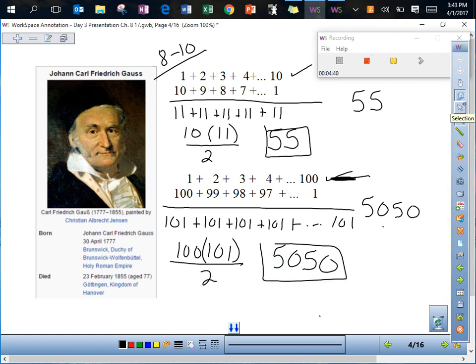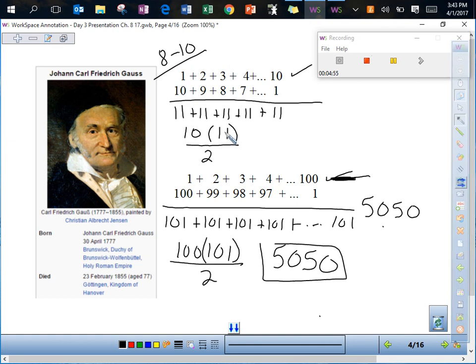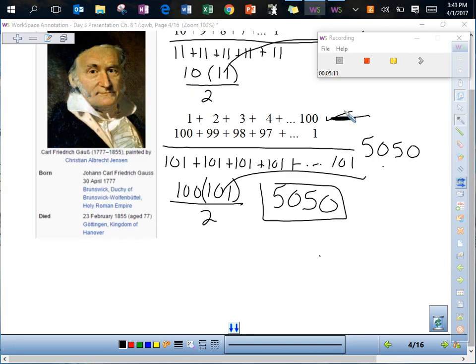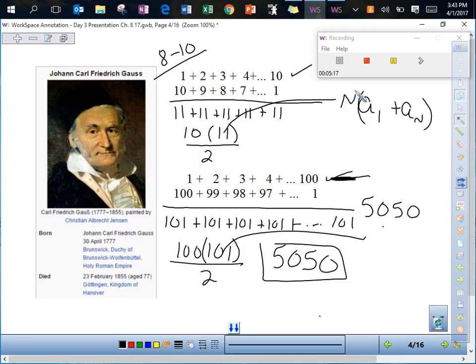The reason I tell you this little story: we're going to take this little 8 to 10-year-old's thinking and come up with a formula for it that works for any arithmetic sequence that becomes a series. Let's look at where Carl got this 11 and 101. He got it by taking the first term and adding it to the last term, 1 plus 10 or 1 plus 100. He then multiplied it by the number of numbers he needed and then divided it by 2.